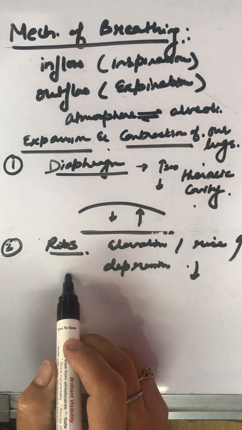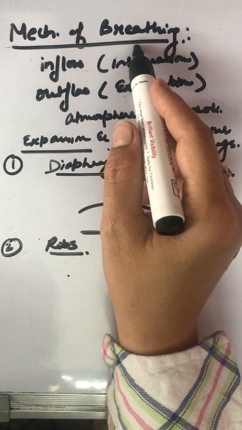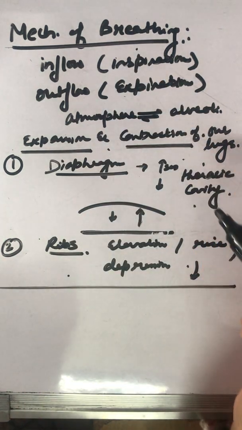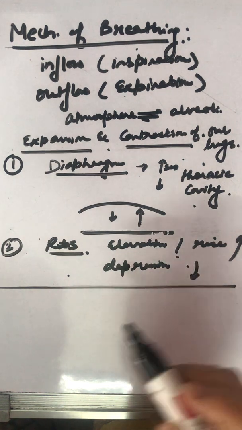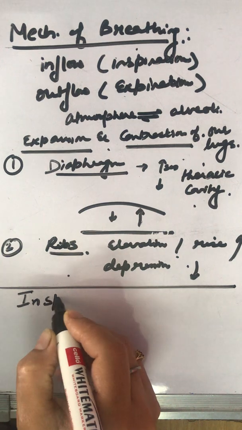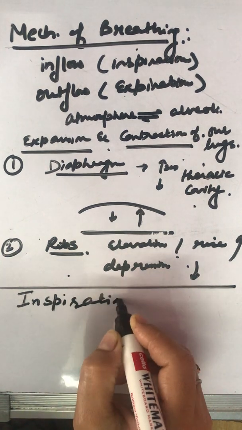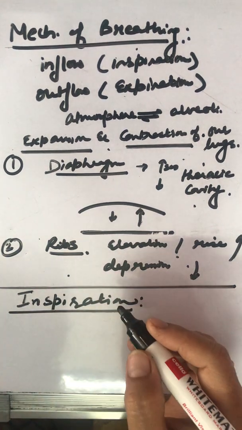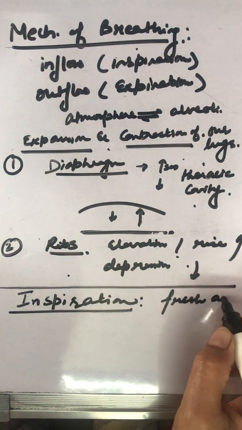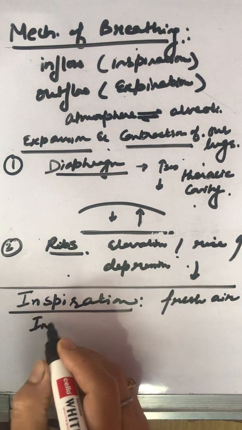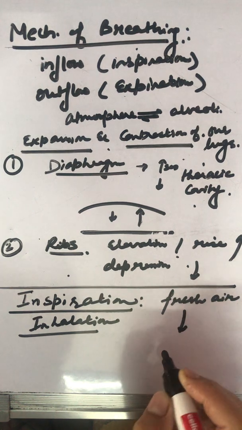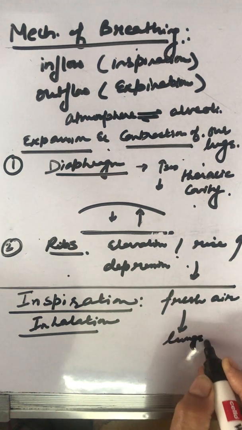Now taking up these processes one by one in the mechanism of breathing. First there is an increase, and secondly there is a decrease. What is that increase or decrease? We are taking it in a process known as inspiration. Inspiration means the process by which the fresh air enters, that is inhalation. That means the fresh air enters into the lungs.